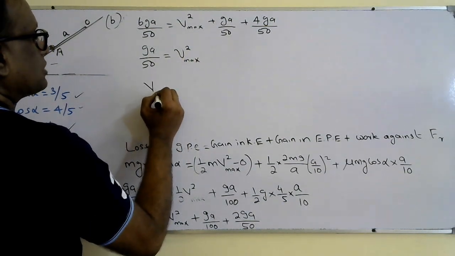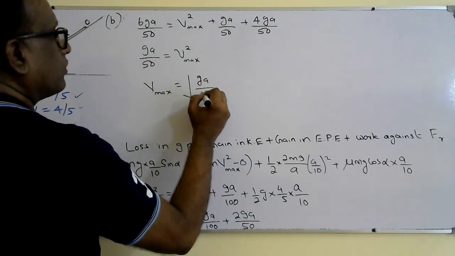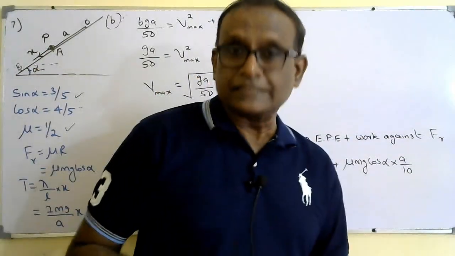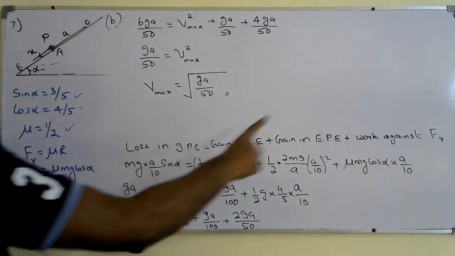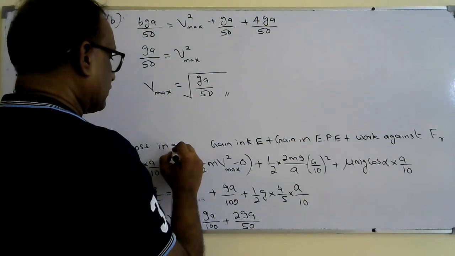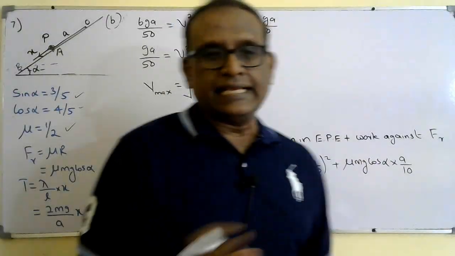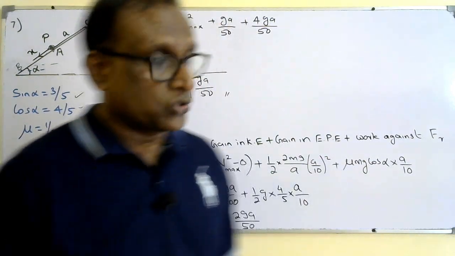So v max is equal to the square root of gA over 50. Easy, is it? Same thing like earlier. So this is method 1 for part B. I used the energy equation, so you must be able to identify the energy equations, what is happening. You must be able to identify what changes or what transformation of energy is happening. Otherwise you can't get the correct answer, you'll go wrong.